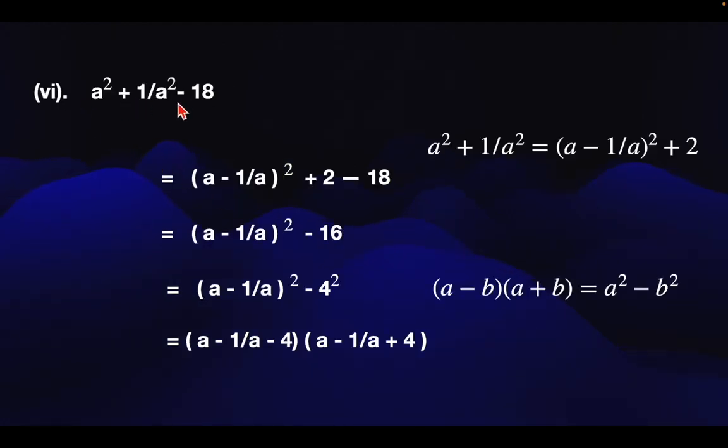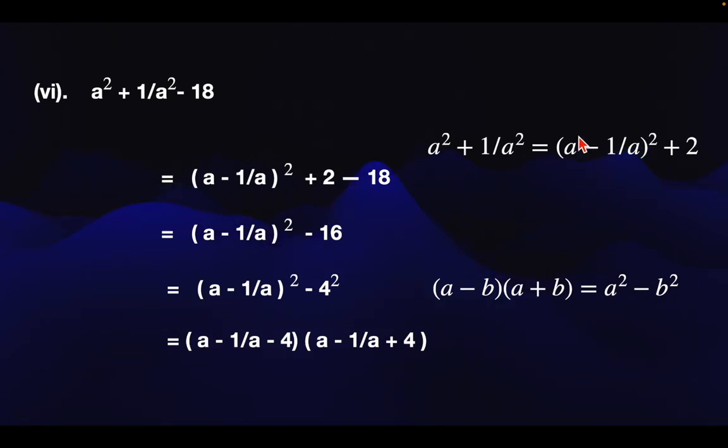a square plus 1 upon a square minus 18. Here this a square plus 1 upon a square can have two values. One is a plus 1 upon a whole square minus 2, which we used in the previous sum, or it can be a minus 1 upon a square plus 2. We are going to take the second one, plus 2. Why? Because we want to make this a whole square. So plus 2 minus 18 becomes 16.